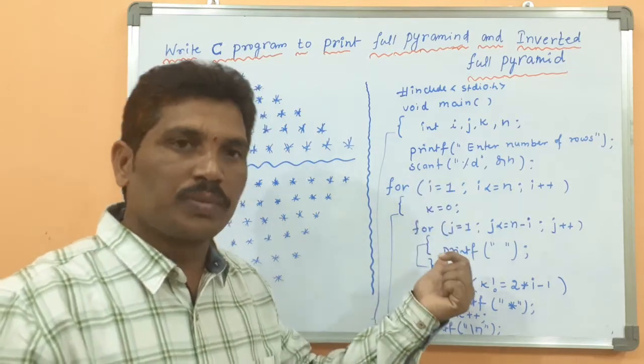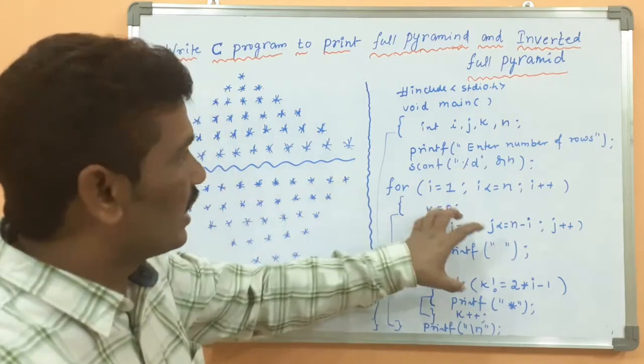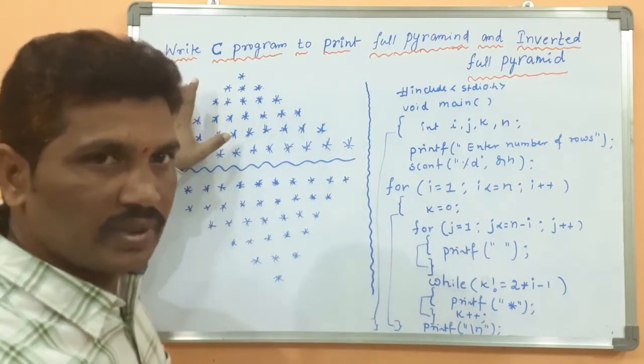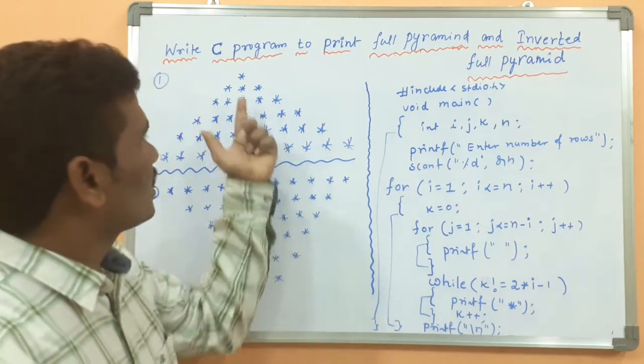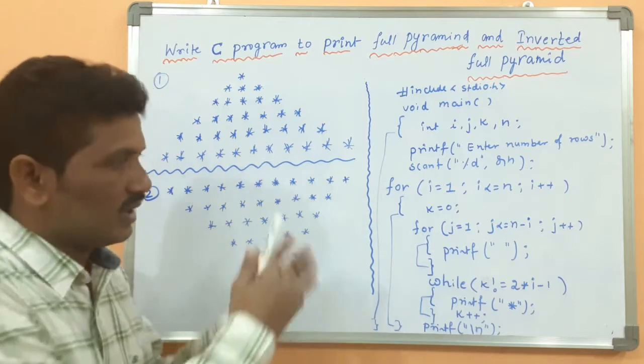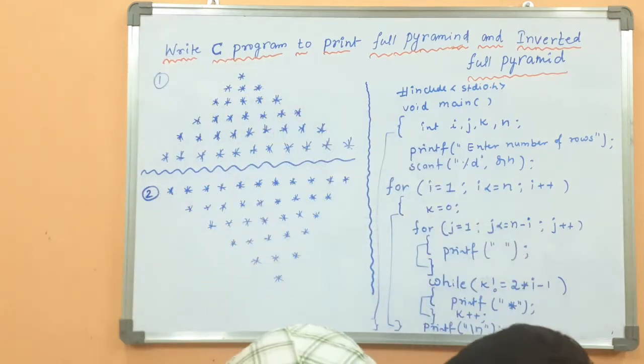What is the flow of the program? Whether this program prints this format or not. First, I am writing the program to print the pyramid shape. Stars should be displayed in the pyramid shape. This is the way you have to print it. Whether the program is correct or not, we will check.